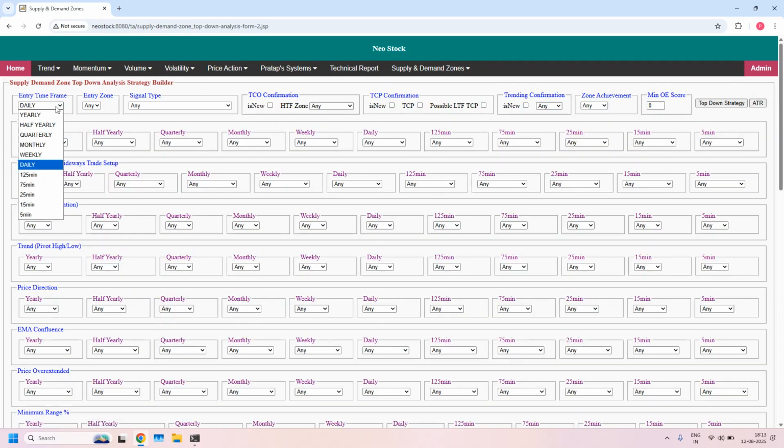For weekly income trade, entry time frame is 75 minutes. Sideways long, entry zone is demand zone. In bullish or bearish or sideways at 75 minutes, I am selecting sideways long. Zone achievement violated opposing zone. Minimum odd enhancer score 11 for sideways. And also, third filter I am adding, that is 75 minutes demand zone should not be pierced.